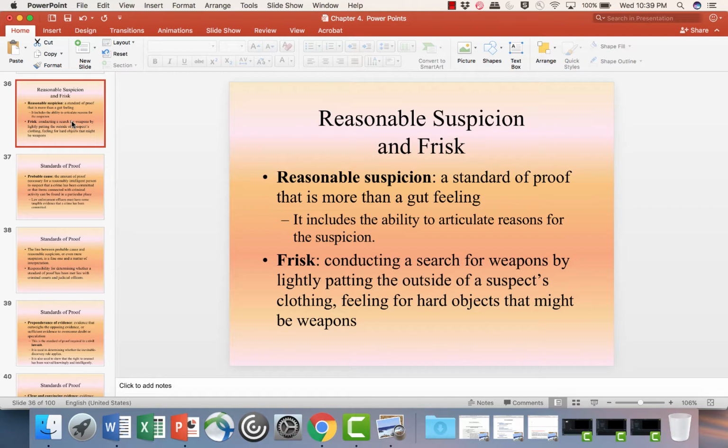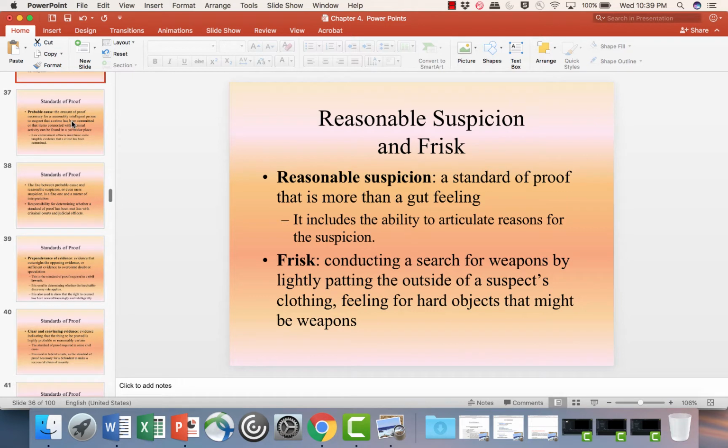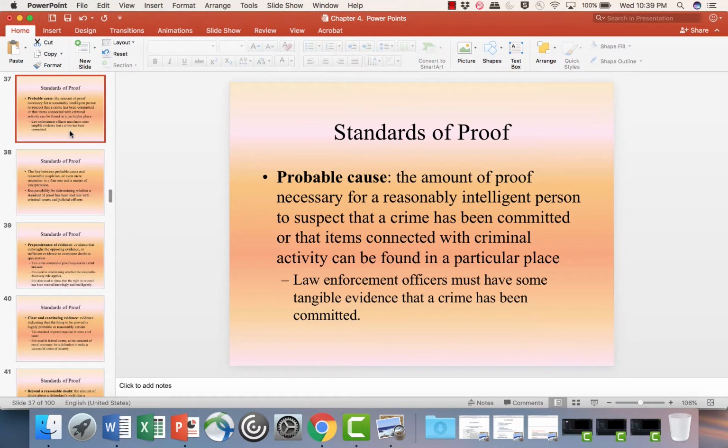Reasonable suspicion and frisk. This is the concept that you might have seen in the news, the stop and frisk. Reasonable suspicion is just a standard of proof that's more than a gut feeling: the ability to articulate reasons for the suspicion. And then the frisk part, that's the action part, is conducting a search for weapons by lightly patting the individual's clothing or feeling for hard objects that might be a weapon.